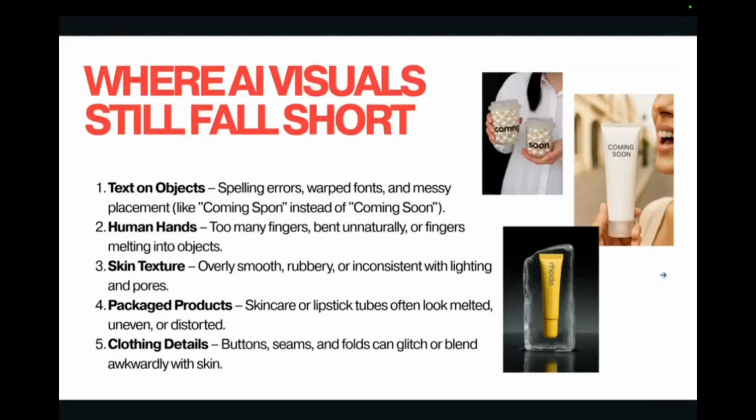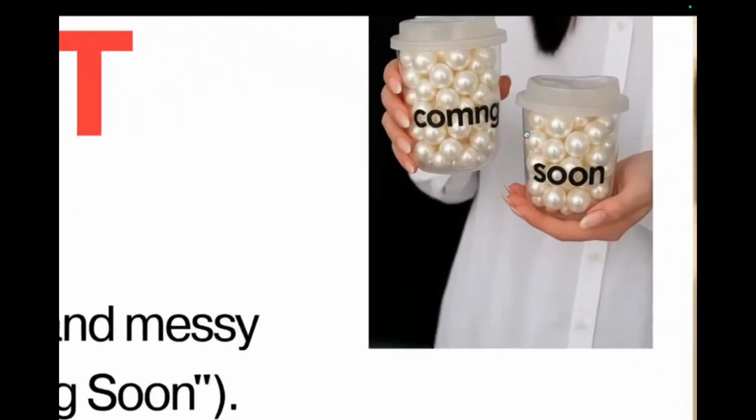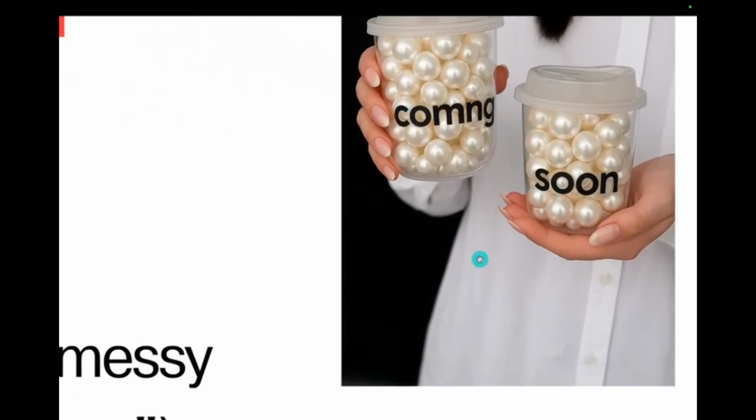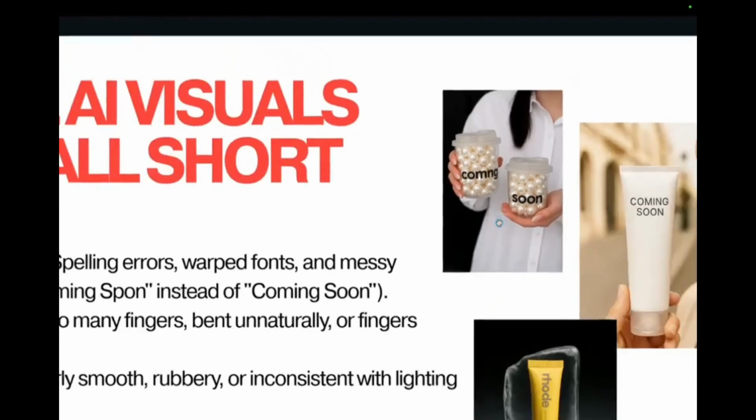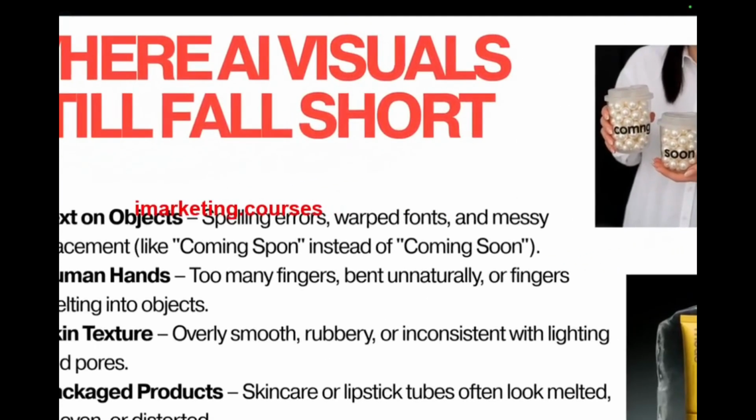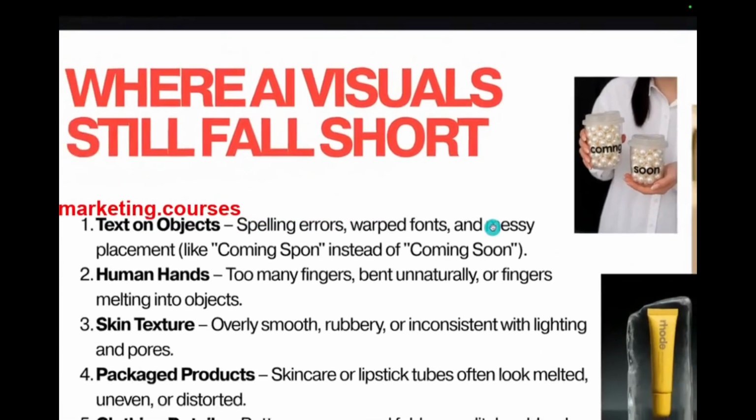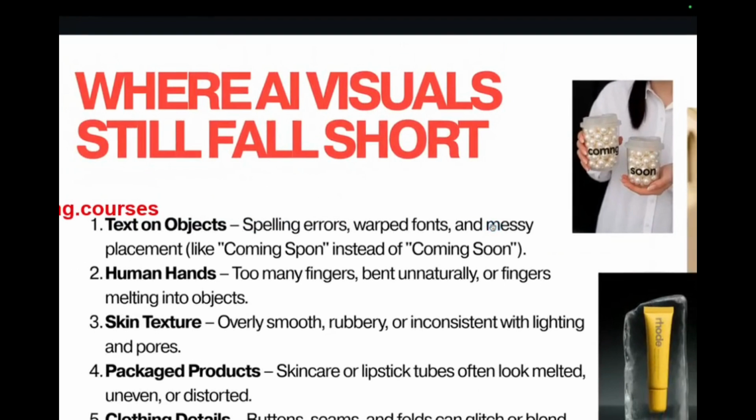Okay, where AI visuals still fall short, we need to set our expectations together so you will know what to do and how to do it. First of all, text objects. If you look closer here, I asked for "coming soon." I got "coming," I don't know how to pronounce it. I asked clearly for "coming." So, spelling errors. The thing to do with it is just try and try and try again. Sometimes AI just doesn't catch it.